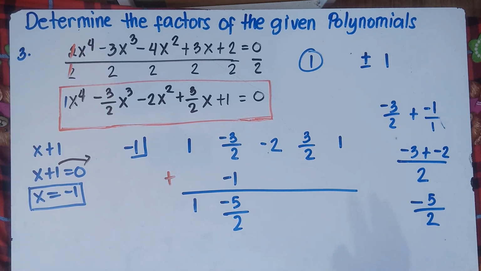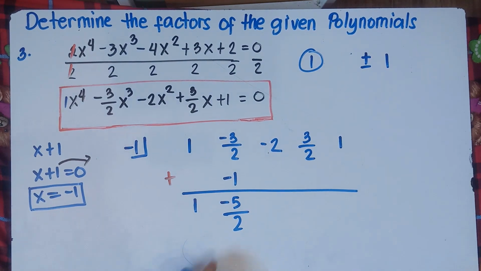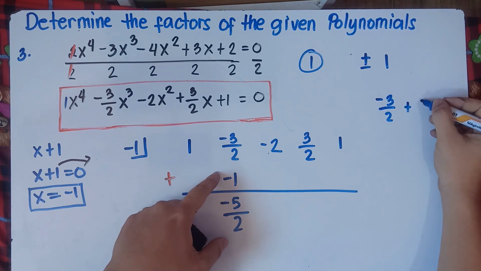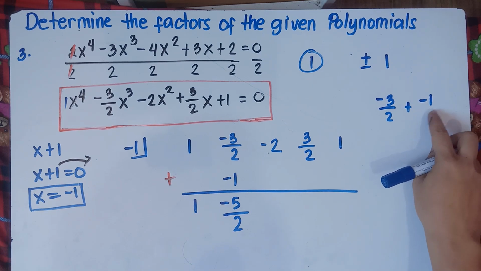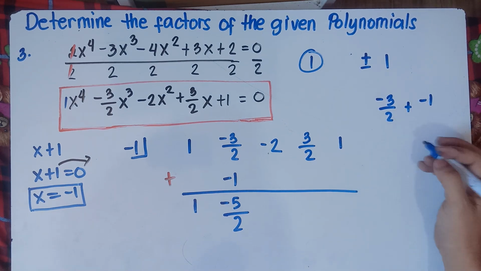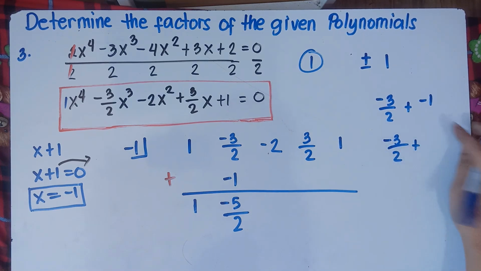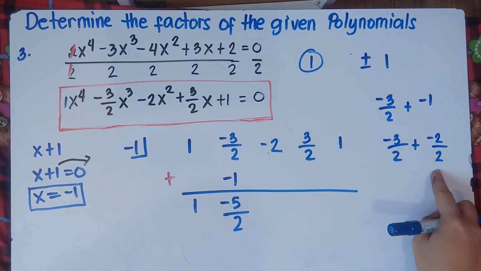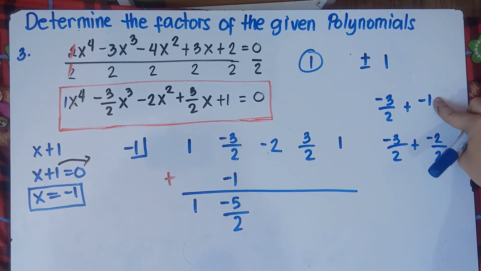But once again, class, there is another solution for this one. Example, negative 3 over 2 plus negative 1. Since this is negative 1, you can actually copy this denominator, class. What do you mean by that, sir? You can write this as negative 3 over 2 plus negative 2 over 2, right? Copy the denominator, class. Because negative 2 divided by negative 2, that's negative 1, right?